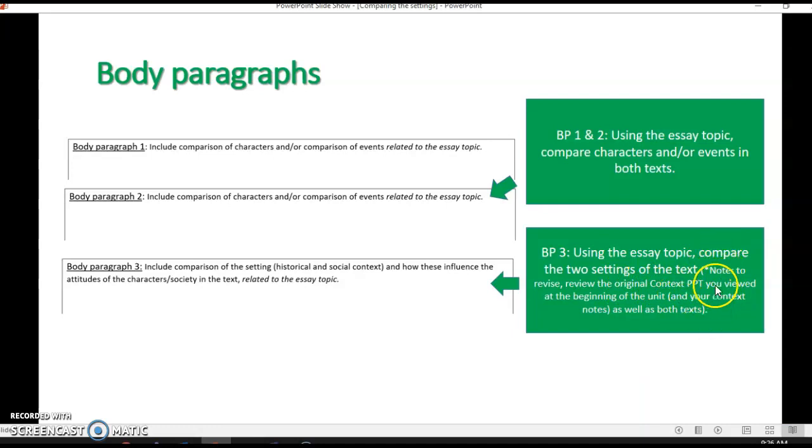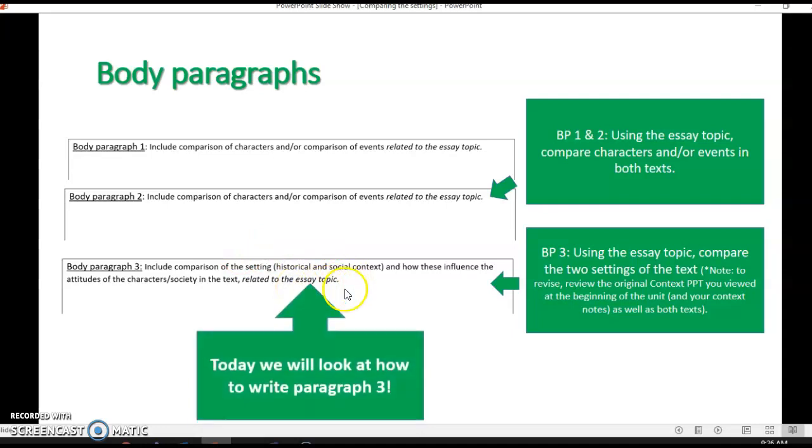Now, please ignore this. This is another teacher's PowerPoint and we didn't do this. Okay, so we're going to look at this right now. So body paragraph 3, include comparison of the setting, historical and social context, and how these influence the attitudes of characters and society in the text related to the essay topic. Okay, so we're going to look at this today.